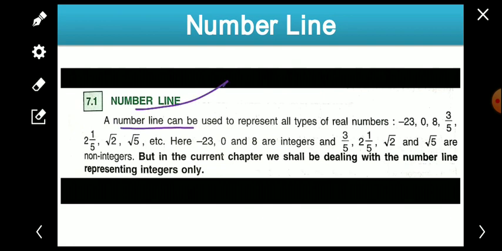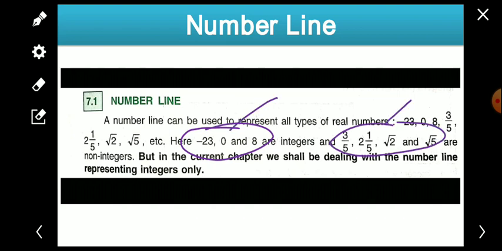Number line can be used to represent all types of real numbers, like minus 23, 0, 8, 3 by 5, 2 whole 1 by 5, root 2, root 5, etc. Here minus 23, 0 and 8 are integers, as we know, and these others are non-integers. So all these types of numbers, integers and non-integers, can be represented.